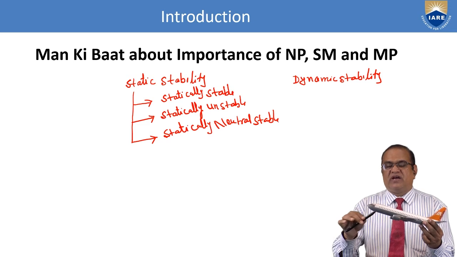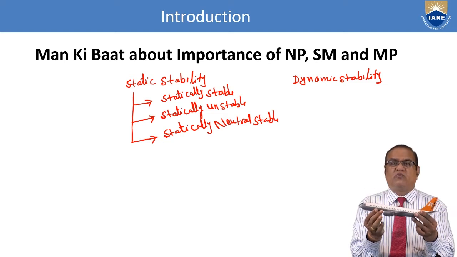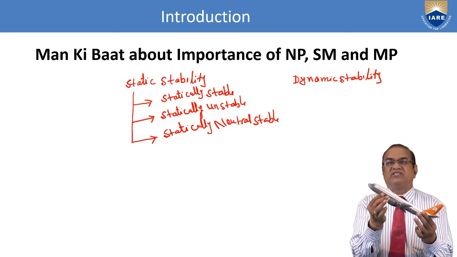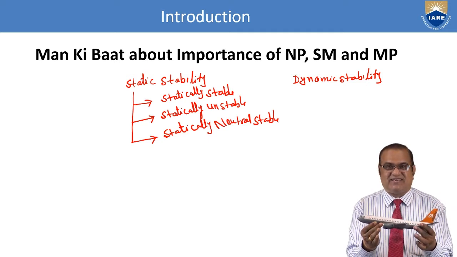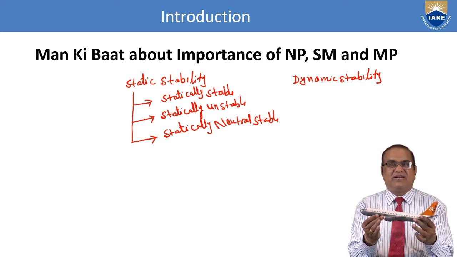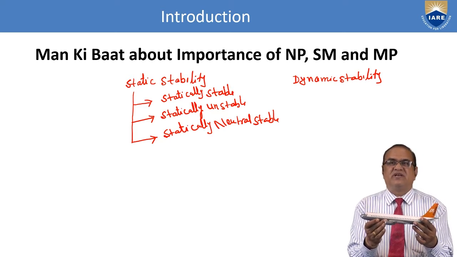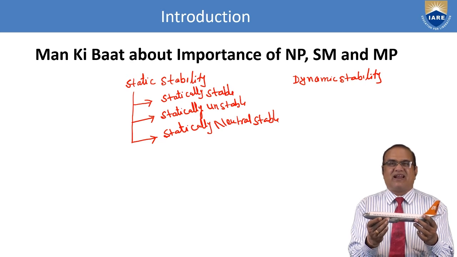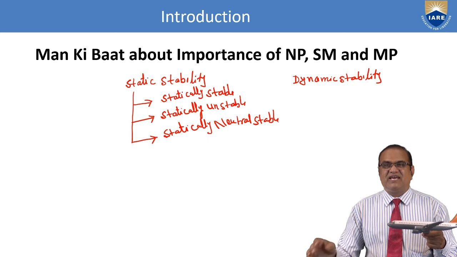And if after disturbance you remove the forces and the nose is going further up, this is called statically unstable. Statically unstable is very, very dangerous. No aircraft should be statically unstable, otherwise you cannot control the aircraft. But statically neutral stable is acceptable. Most of the passenger aircraft are statically stable.